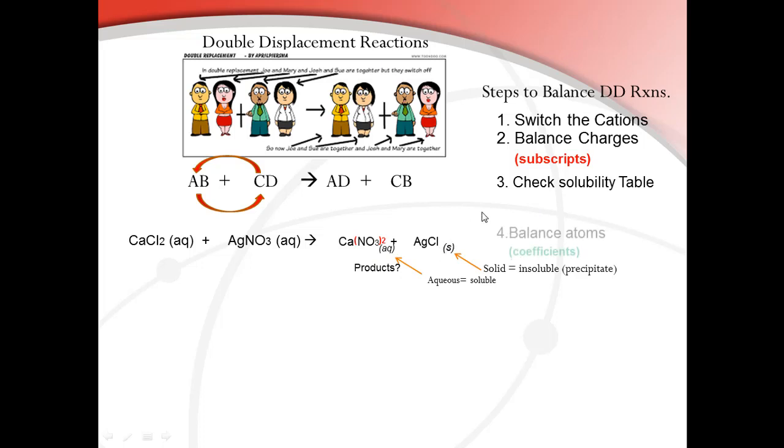The last step is to balance by inspection. Here we're using coefficients to balance the atoms. Calcium chloride, we have 1 calcium, that's good. Chlorine, we have 2 chlorines, only 1, so this is not balanced. We're going to need to apply our coefficients.